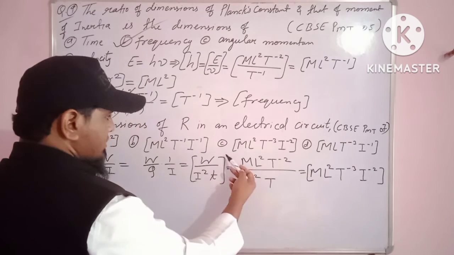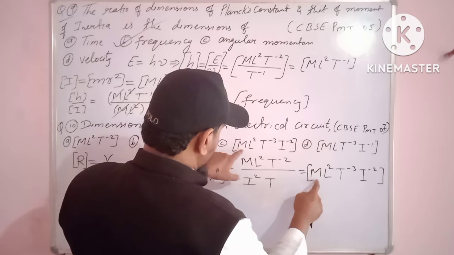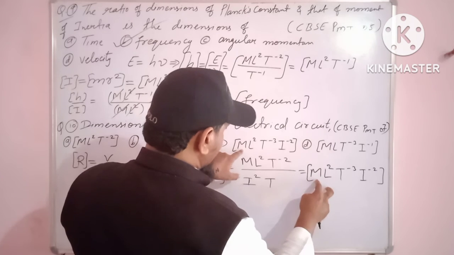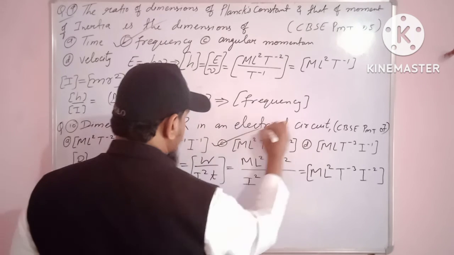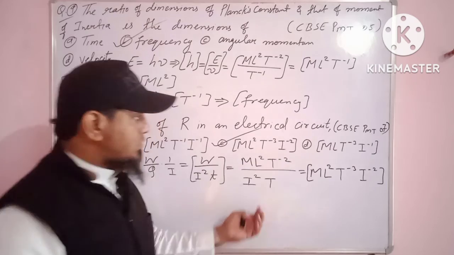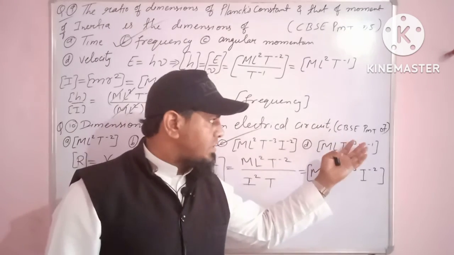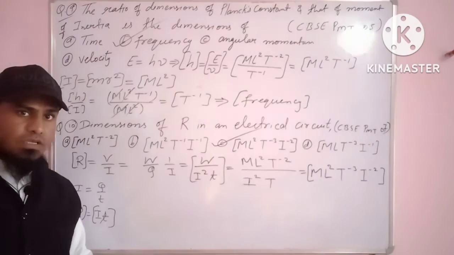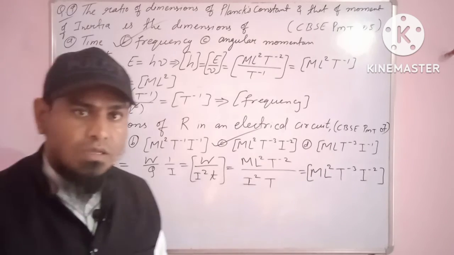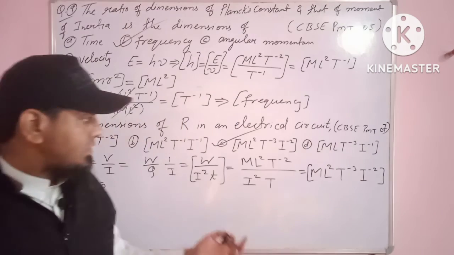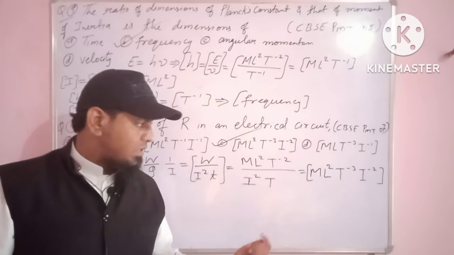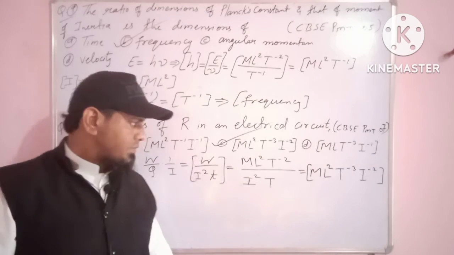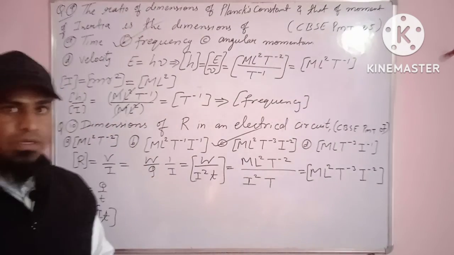So which option is correct? Option C is correct. You can match ML square T power minus 3 I power minus 2. This was asked in CBSE PMT 2007. These are all very easy questions if you remember the formulas and the units of all the physical quantities. So please pause the video and write it down.